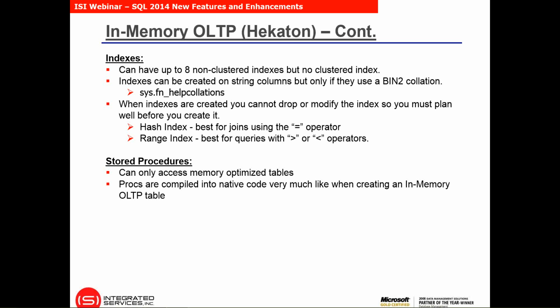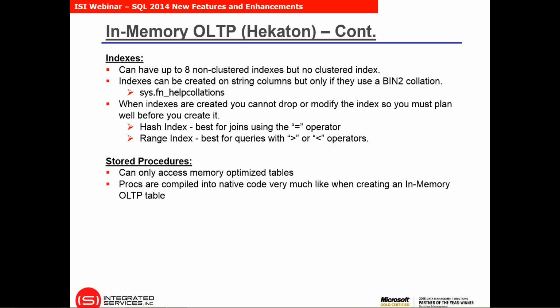So there are 2 different types of indexes that you can create, hash index and range index. And they're going to be more or less covering indexes, so it's going to contain all the columns in the table. The hash index is what I've got listed here. It's best to use for joins that are going to be equijoins, or equal. Range, of course, is what it implies, things that are looking for a range of values or greater than or less than operators.